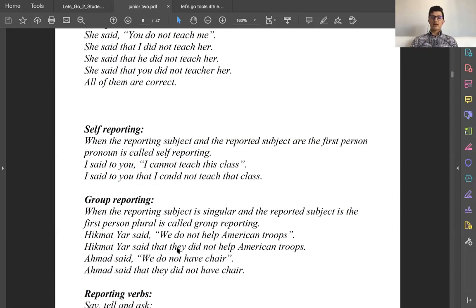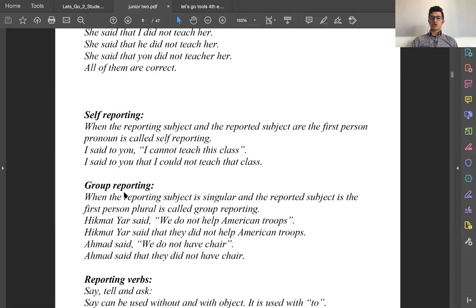So we have self-reporting and group reporting. When the reporting subject and the reported subject are the first person pronoun, it is called self-reporting. You have the first person as a subject in reporting speech and also as a subject in reported speech. If the subject of the two speeches is the same and this is I, it is called self-reporting.